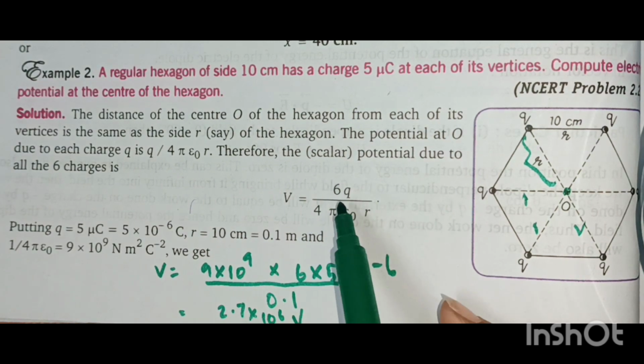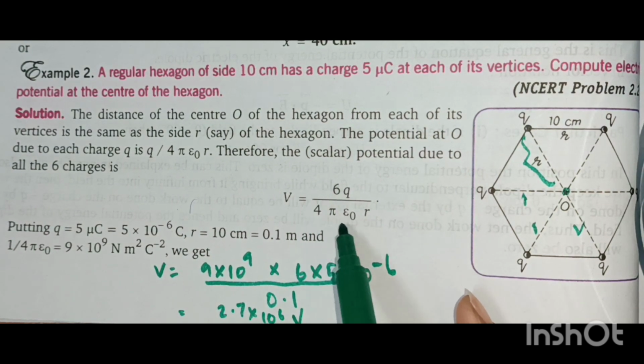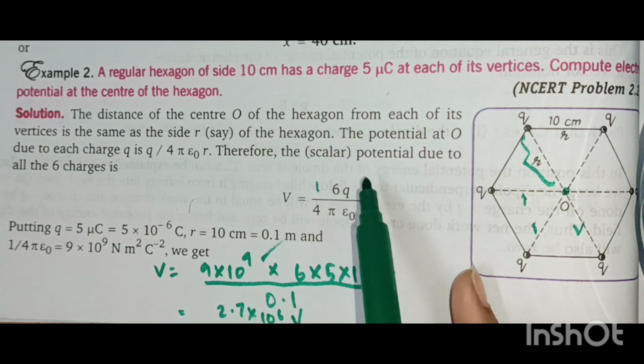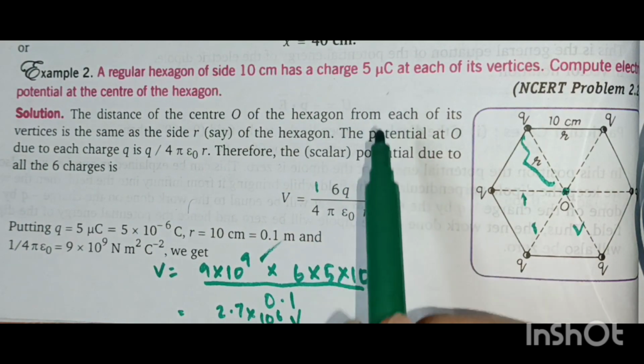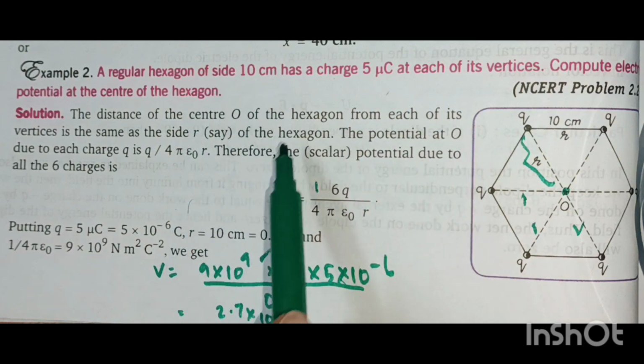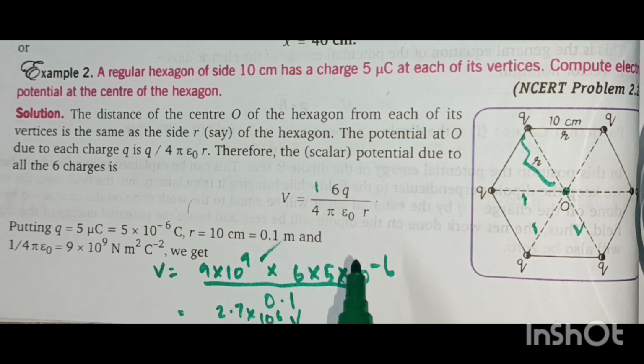So 6 into, what is k? That is 1 by 4 pi epsilon naught, which is actually 9 into 10 power 9. And what about q? It is 5 micro coulomb, that is 5 into 10 power minus 6. What is r? It is 10 centimeter, so we have to convert it into meter. So it is 0.1 meter. So the answer is 2.7 into 10 power 6 volts.